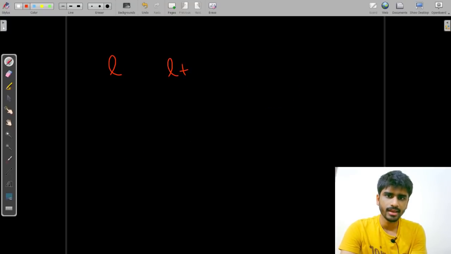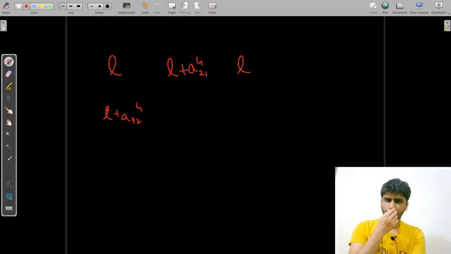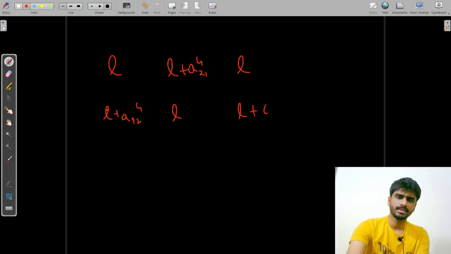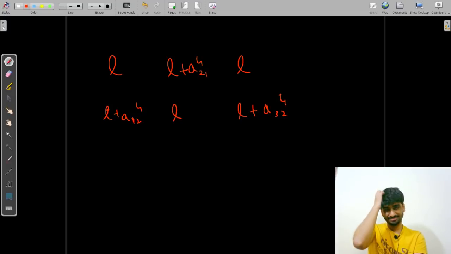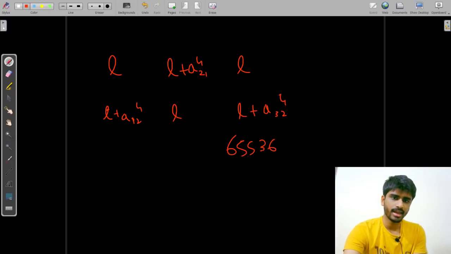So we can have LCM plus a to the power 4, then again LCM, and then here we can have LCM plus whatever number there is. Like this is 2 and this is a12 to the power 4. Then again we can have the LCM here. Then here we can have LCM plus 3 2 to the power 4, right? And these numbers are not very big, so they can be only 65536. And LCM is also not very big, so it is around 7 lakh or something.